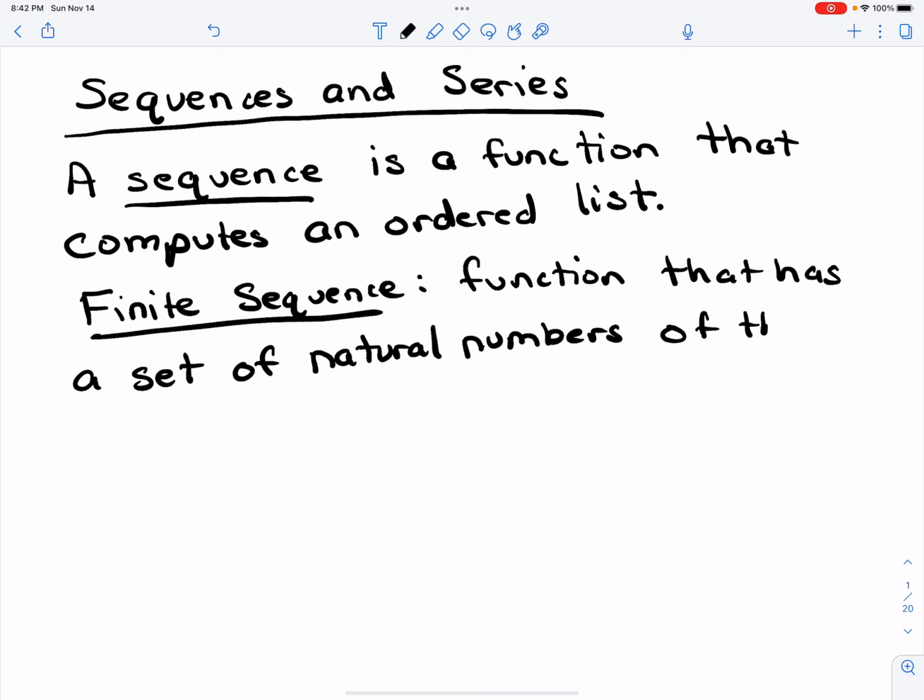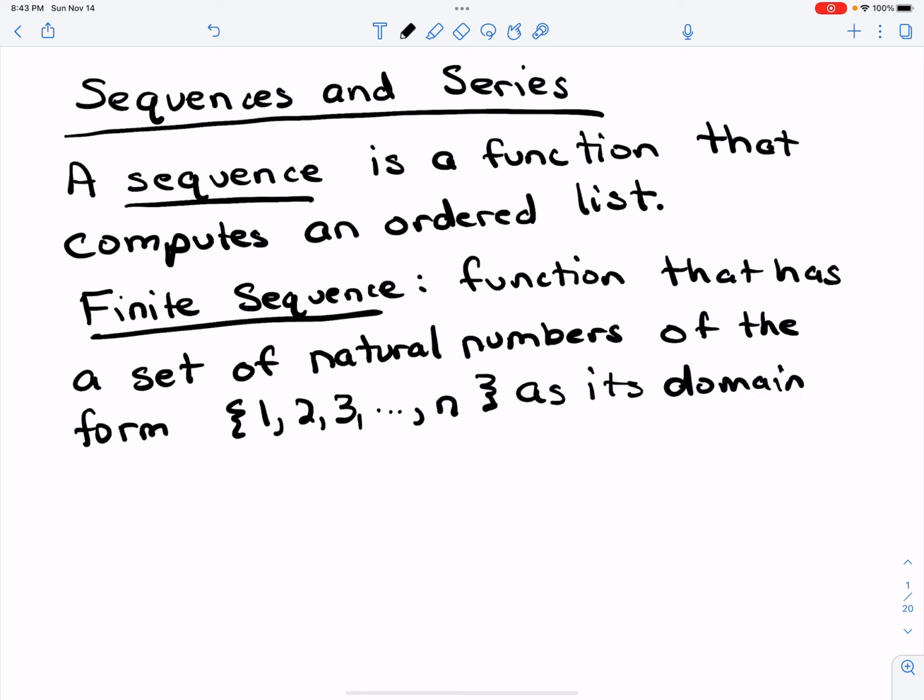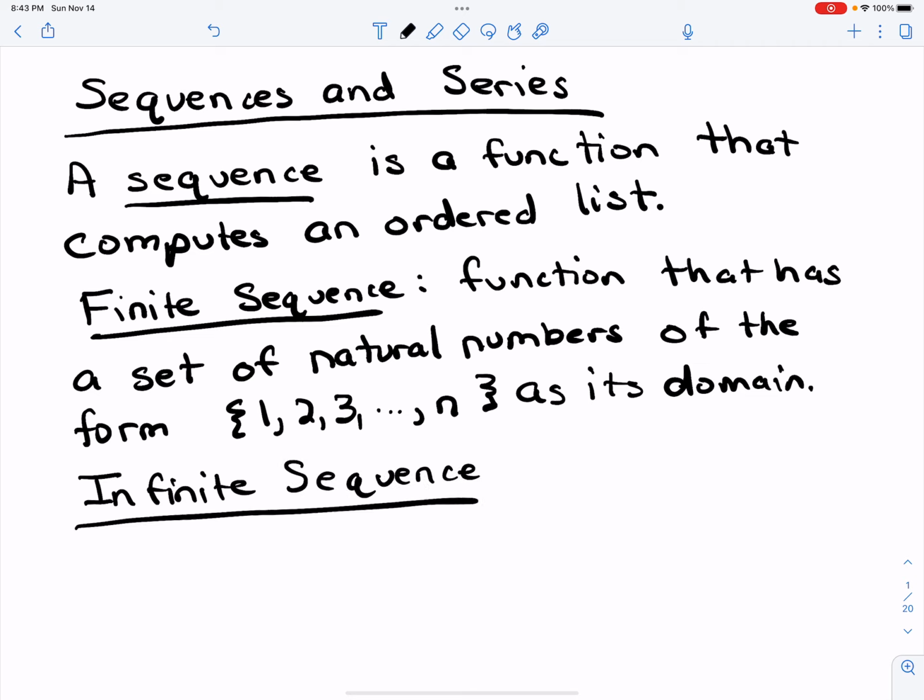Of the form 1, 2, 3, etc. to n. You'll often see a lowercase n to indicate how high up we want to go as far as the number of items in the list. Then you can have an infinite sequence, which has the set of natural numbers as its domain.